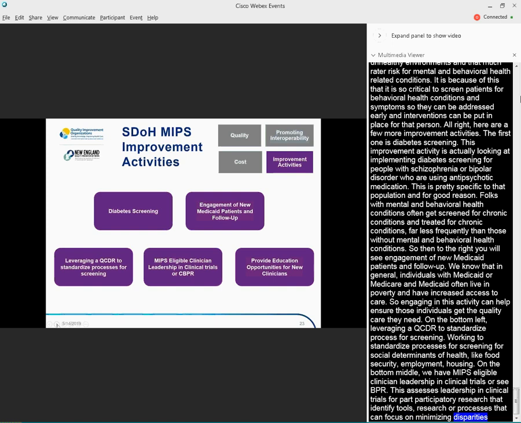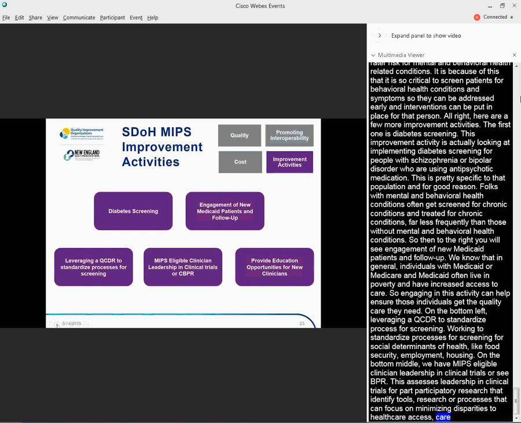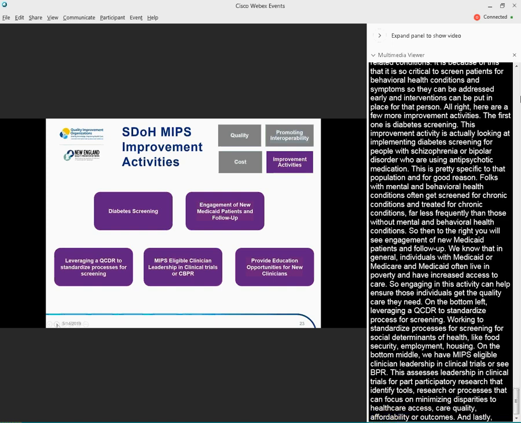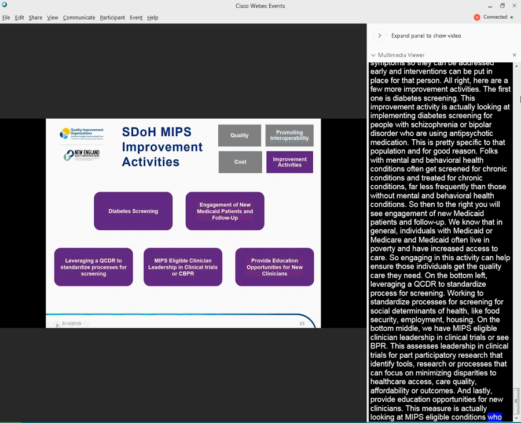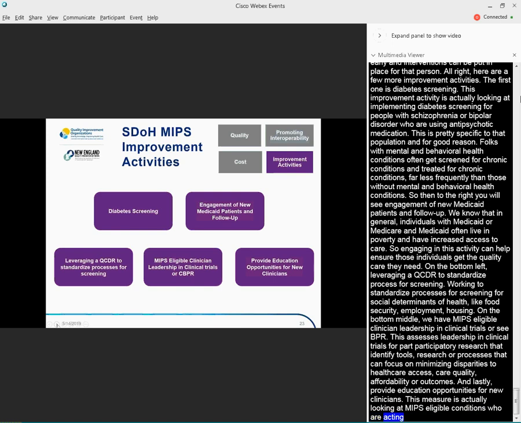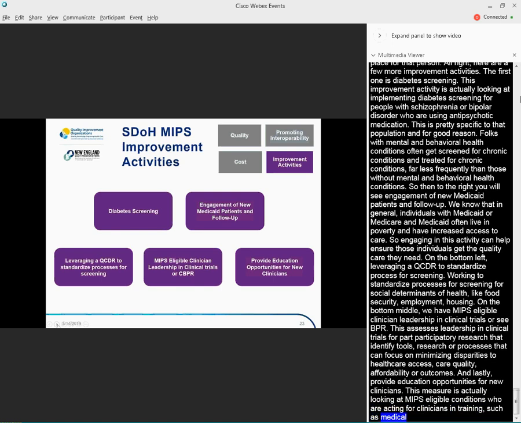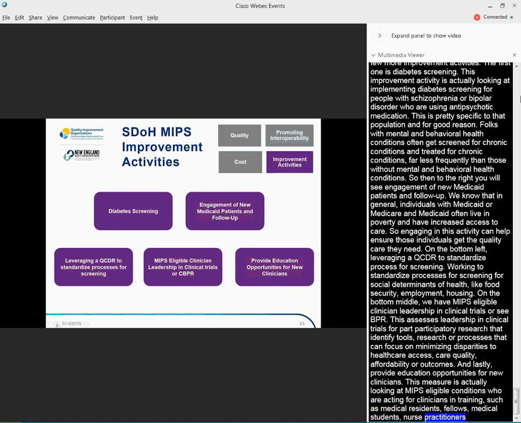And lastly, provide education opportunities for new clinicians. So this measure is actually looking at MIPS-eligible clinicians who are acting as a preceptor for clinicians in training, such as medical residents or fellows or medical students, physician assistants, nurse practitioners, or clinical nurse specialists, and accepting those clinicians for rotations in community practices in small, underserved, or rural areas.